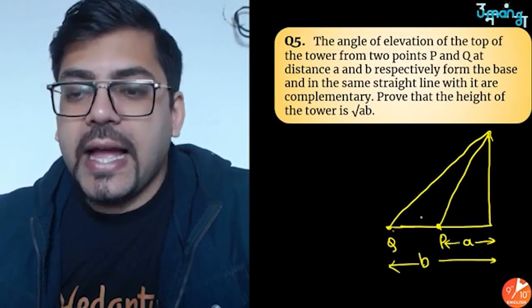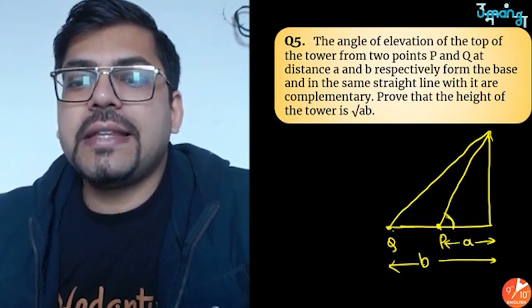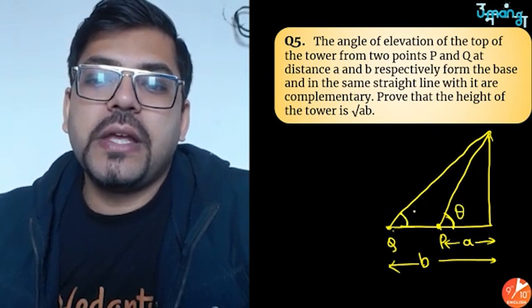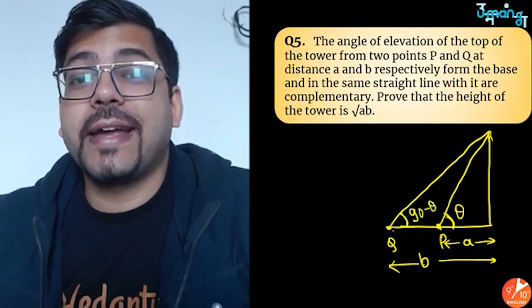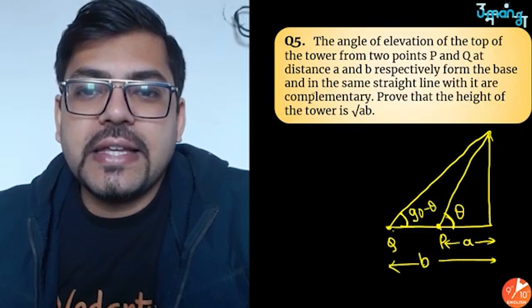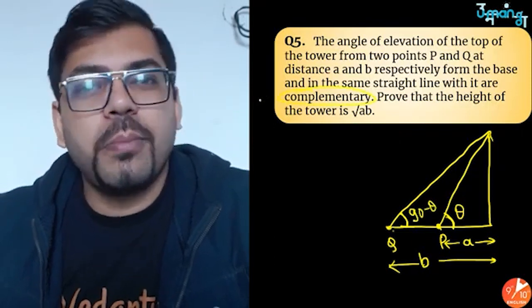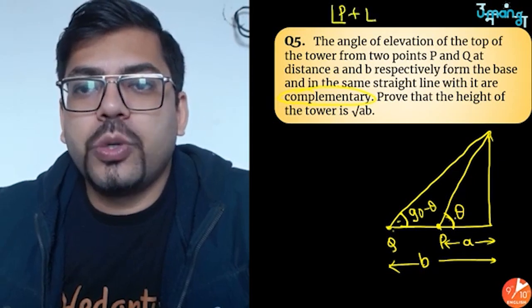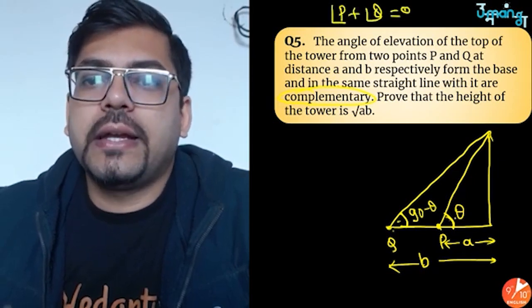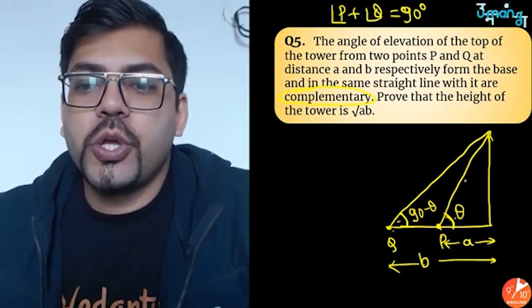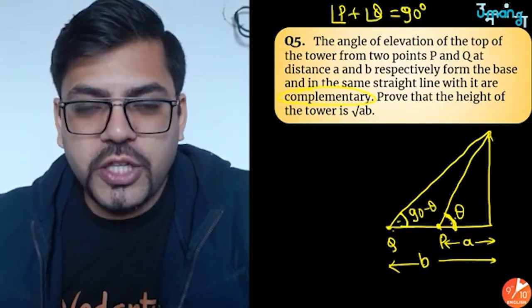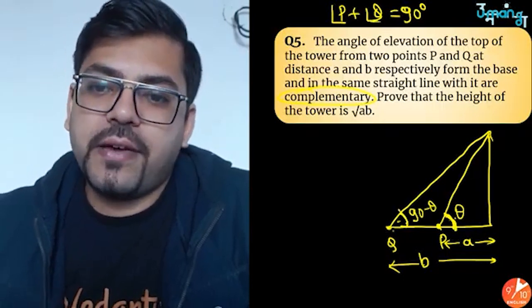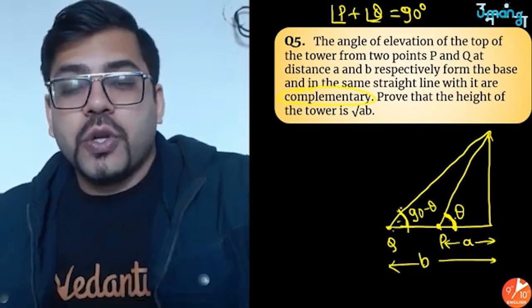So first thing is this, and the angle made by these. Say for example, if I name this theta, then this angle will be 90 minus theta. How did I get it? Because the question is saying that these angles are complementary. Complementary means that the sum of these angles, angle P plus angle Q, should be equal to 90 degrees. So if I assume angle P to be theta, angle Q will automatically come as 90 minus theta. That is why I have written like this.